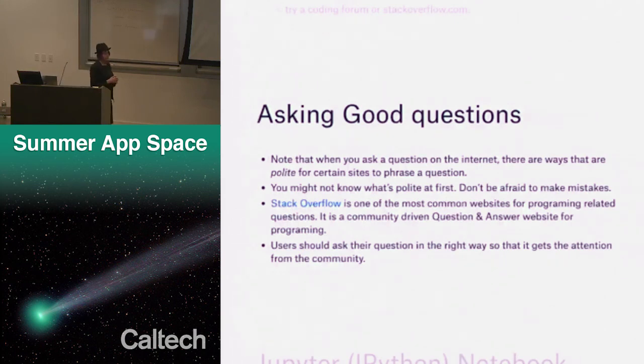So asking good questions, we're going to have a session, I think, now in the lab about how to ask good questions. There are certain polite ways to phrase it. And now what's polite on the internet is different than what it is in reality. So you might not know what's polite for a software engineer to ask at first, but don't be afraid to make mistakes. Stack Overflow, as I mentioned, is very popular. Users should ask their question in the right way so that it gets attention from the community. I don't know if you've ever had a friend ask you something that they could just Google. Has that ever happened to you, where you're like, why don't you Google that?